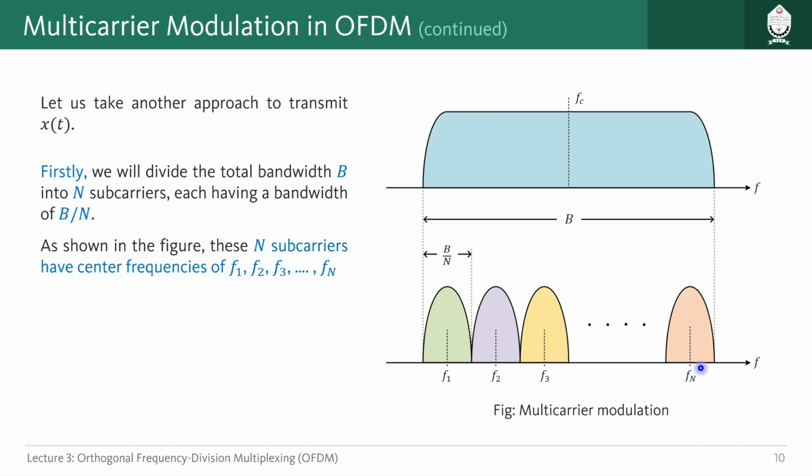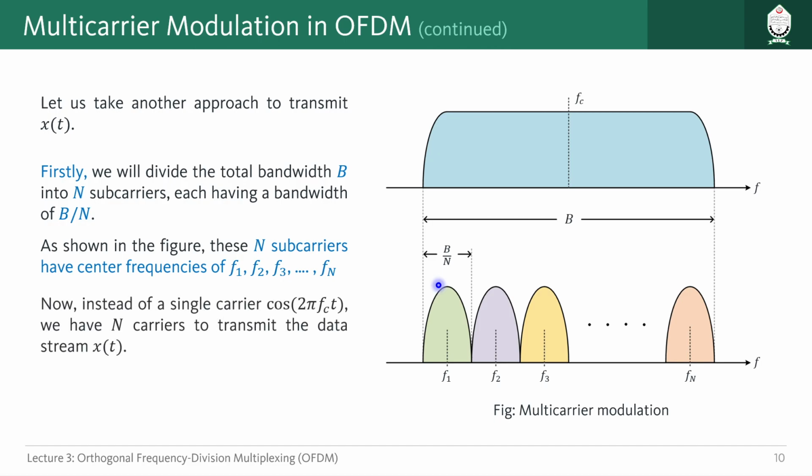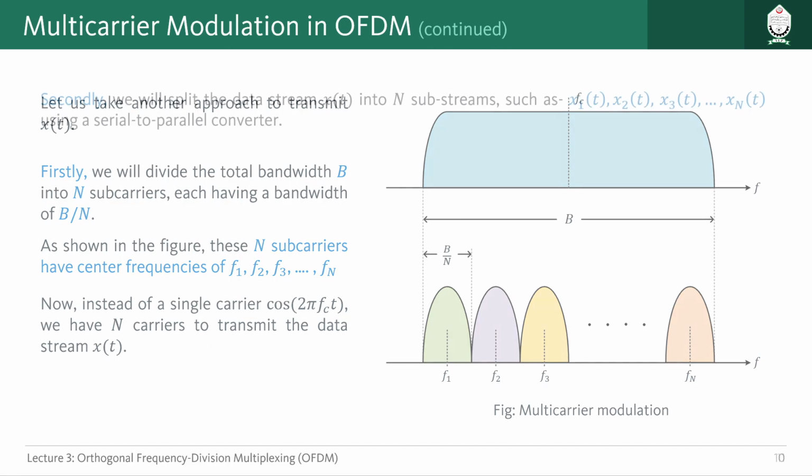Instead of just using one carrier, we will use multiple carriers, actually n subcarriers, and our n carriers will occupy the same amount of bandwidth, that is b. This is why each of them will have a bandwidth of b by n. So in total together they will occupy a bandwidth of b. That is what is written here. So instead of just a single carrier cos 2 pi fct, we now have n carriers to transmit the same data x of t. So how to do that?